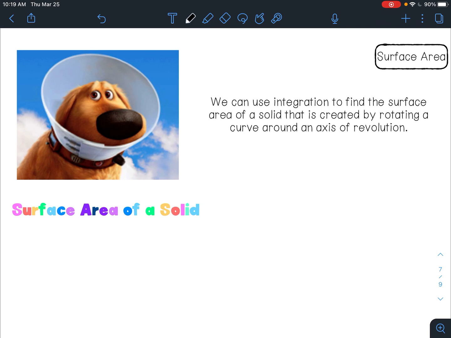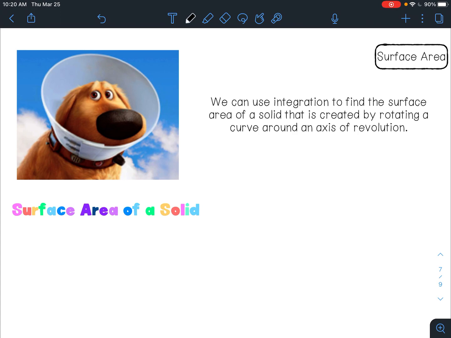And you might be wondering why I have Doug from Up sitting on my screen. That's because if you look at Doug, he's wearing a cone, the cone of shame. But that cone, right, is a really good visual of what we're finding, surface area. When we're finding surface area of a solid of revolution, just like Doug's cone, there's two open circles on both ends. We're not going to be including those circles in our surface area calculation.